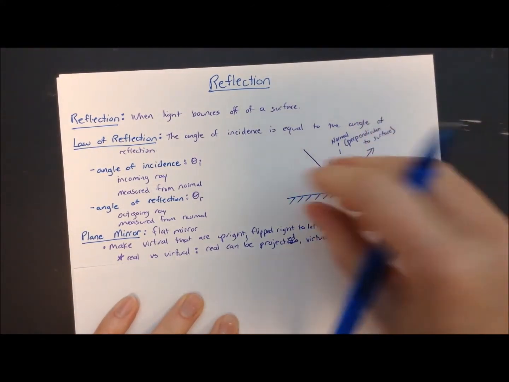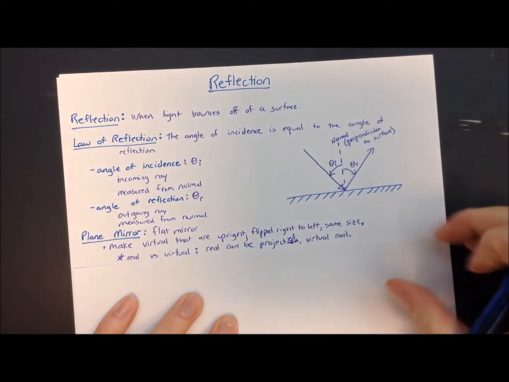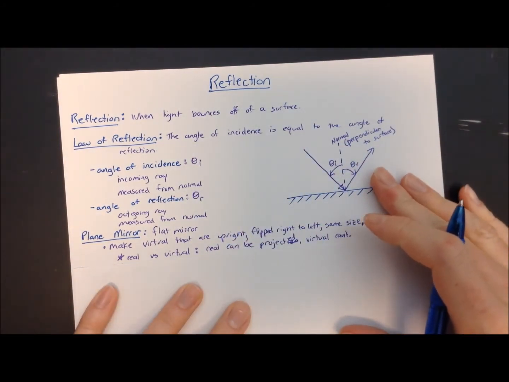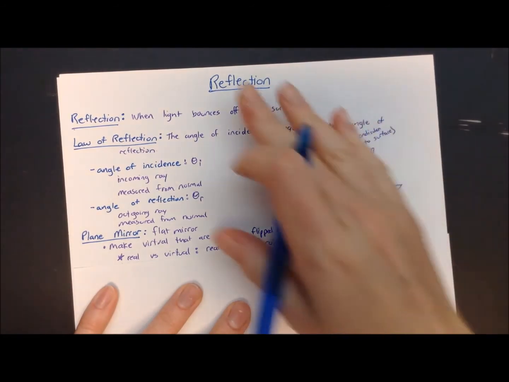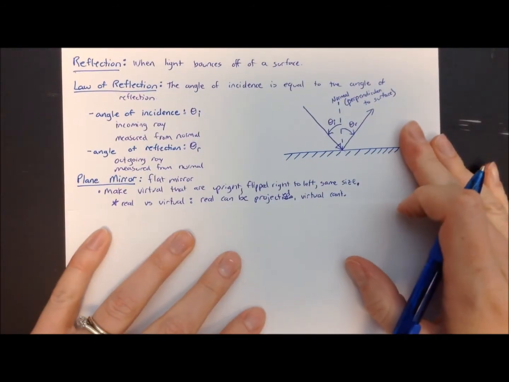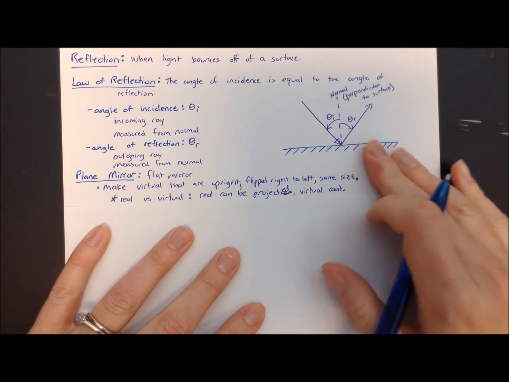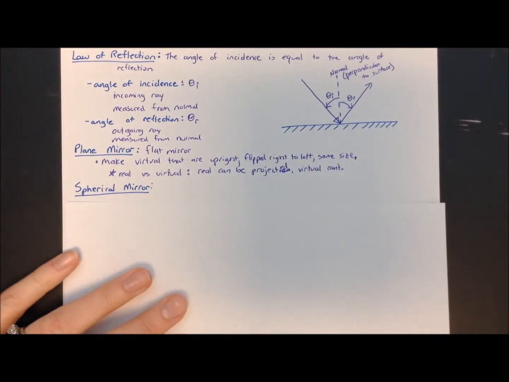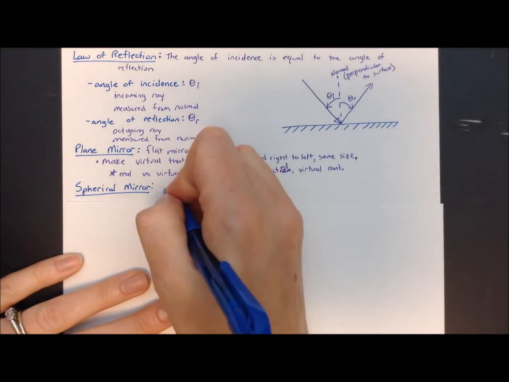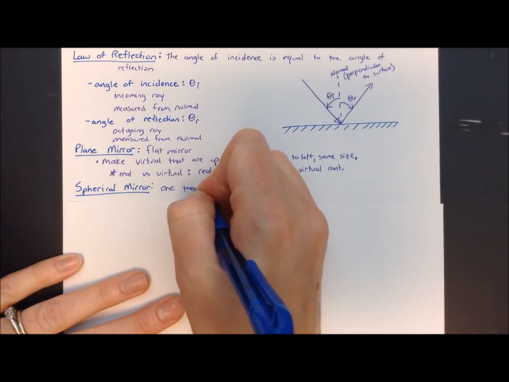We played with the mirror where we made an image on something, and that is a real image. If you can find the image and project it on a piece of paper, then it is a real image. So plane mirrors never make real images because they can't. It doesn't work that way. But a spherical mirror can. And so we're going to talk about what a spherical mirror is. That is one that is curved.